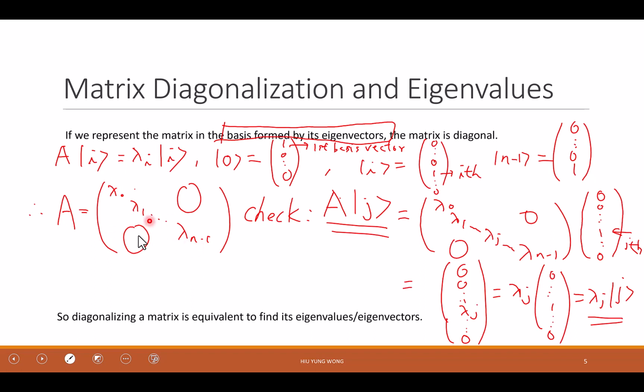Now, why is this important? Because you will always see diagonalization in quantum mechanics. It is very important, and it makes your life much easier in the math. Matrix diagonalization is equivalent to finding the eigenvalues. If I don't know the eigenvalues, I cannot diagonalize it. If I can diagonalize it, I can find the eigenvalues. Diagonalizing means making it diagonal by finding a basis, and this basis happens to be the basis formed by its eigenvectors. Any questions?